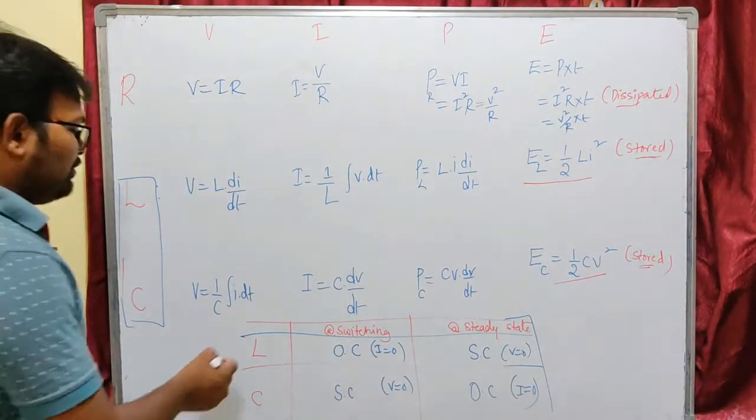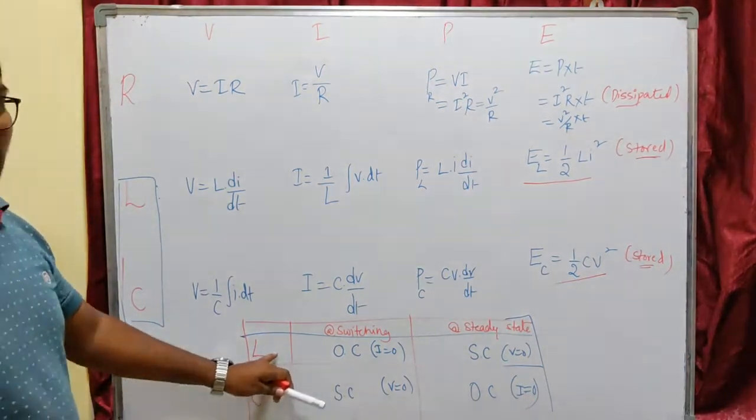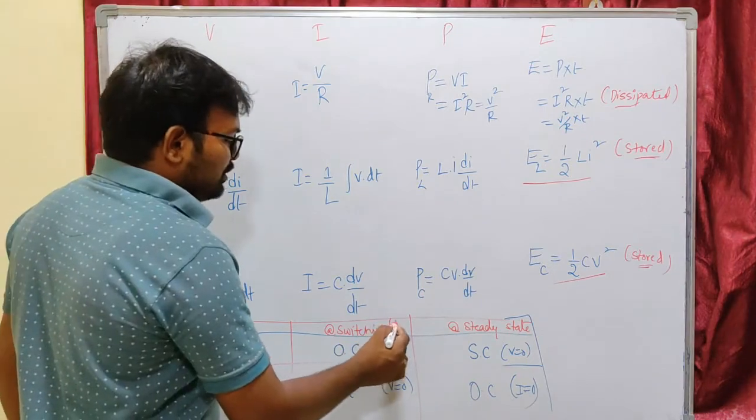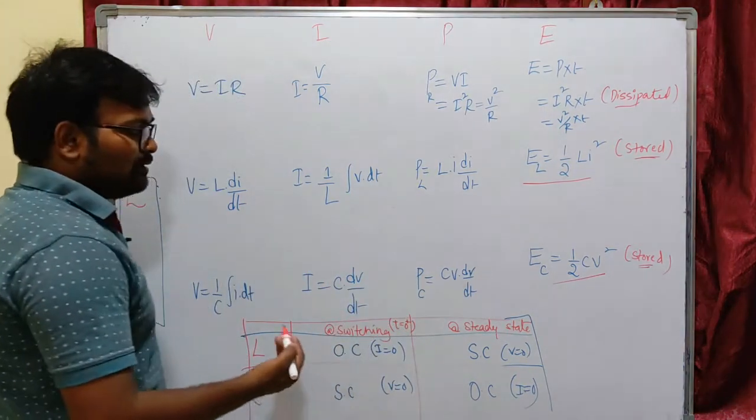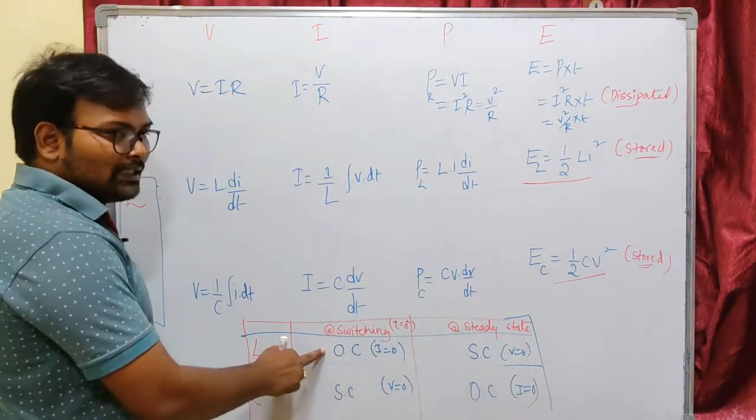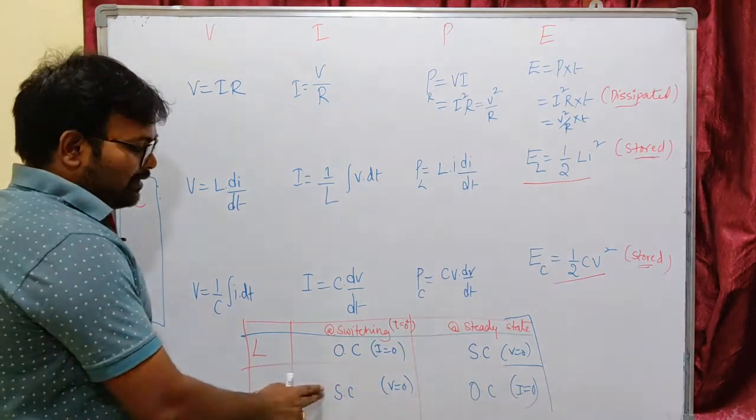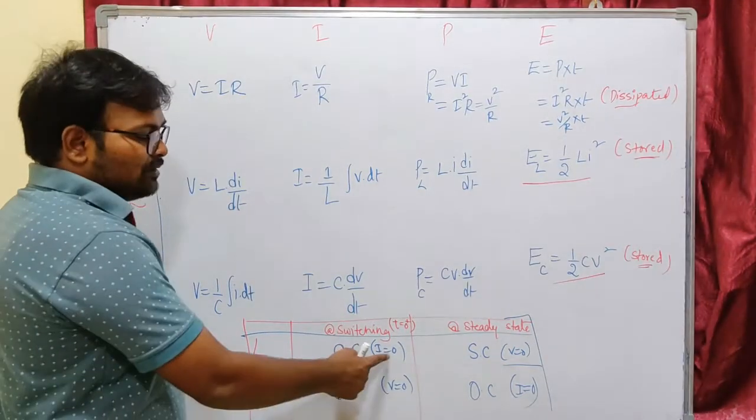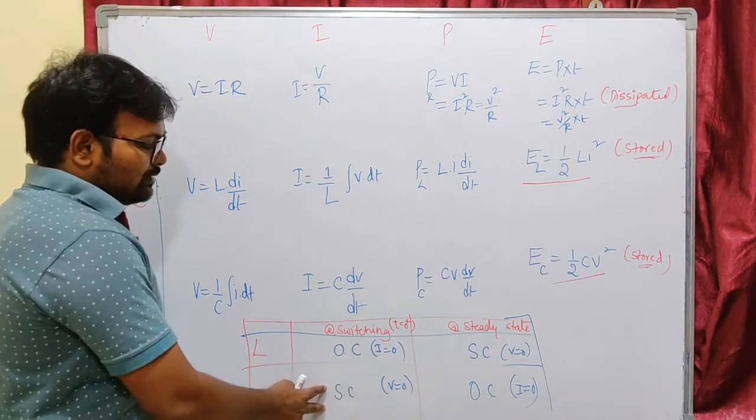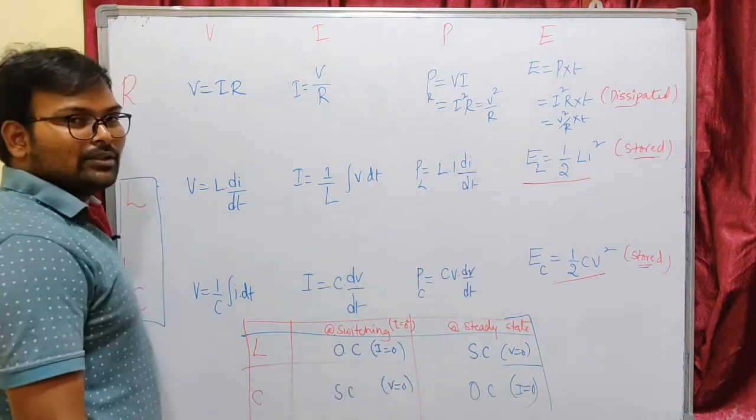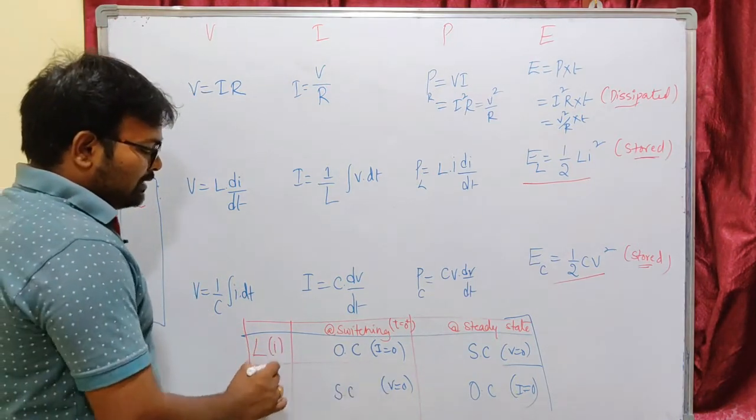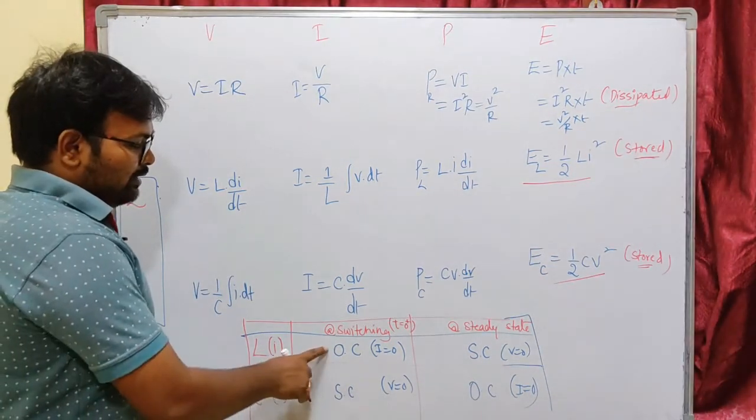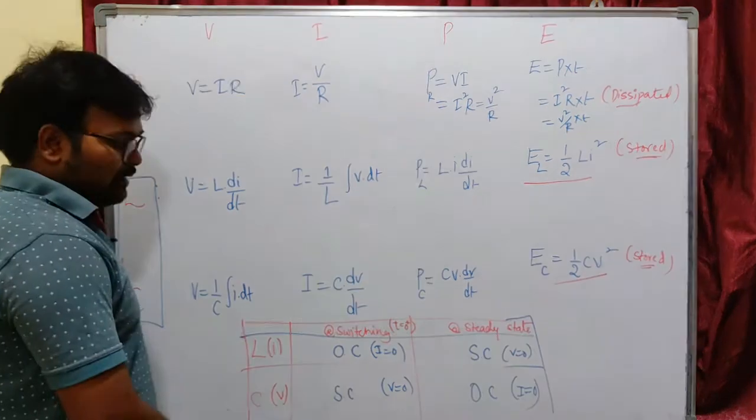Here you have to see one more concept: the behavior of an inductor and a capacitor at switching and at steady state. Switching means at t equal to 0 plus, just after turning on the switch. Just after turning on the switch, the inductor will act as an open circuit and the capacitor will act as a short circuit. Inductor open circuit means no current in the inductor, and capacitor short circuit means voltage across the capacitor is 0. The inductor parameter is I and the capacitor parameter is V. Remember, if I is 0, the inductor will be an open circuit. If V is equal to 0, the capacitor will be a short circuit.